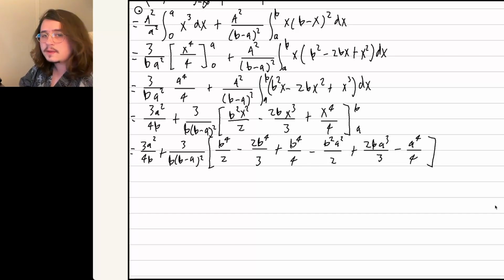Okay. If you want to simplify that, I'll leave that as an exercise for you. I'm not going to do it because it's just algebra, and I really don't want to do it. All right.